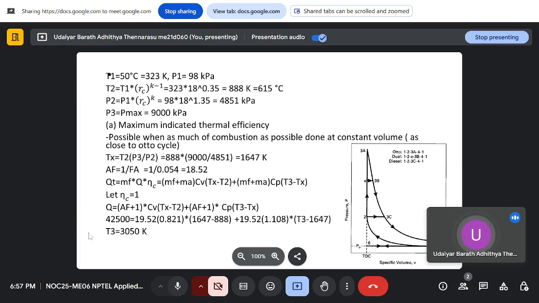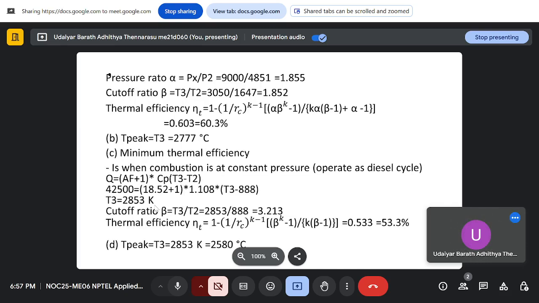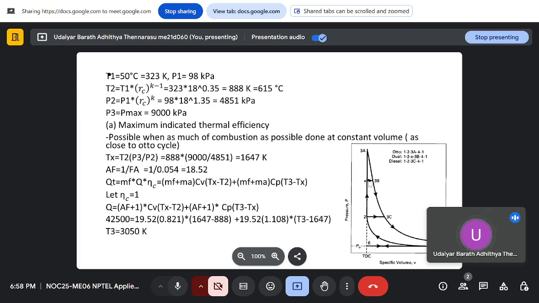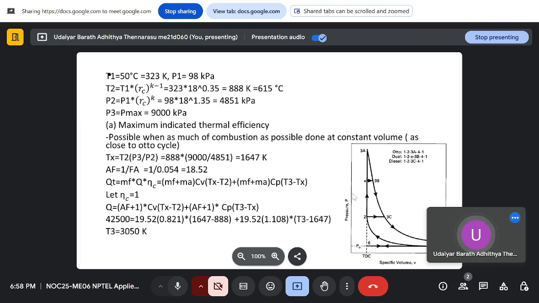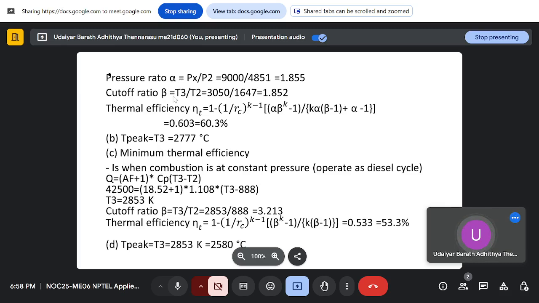So now T3 is the maximum temperature, the peak temperature, 3050 Kelvin. So with that, the pressure ratio is Px by P2. So Px by P2 is the pressure ratio. That is 9000 divided by 4851, which is 1.855, and the cutoff ratio is again T3 by T2, for the constant volume, constant pressure heat addition. So T3 by T2 will give me the cutoff ratio, which is 1.852. Substituting in the dual cycle efficiency formula, it comes out to be 60.3%.